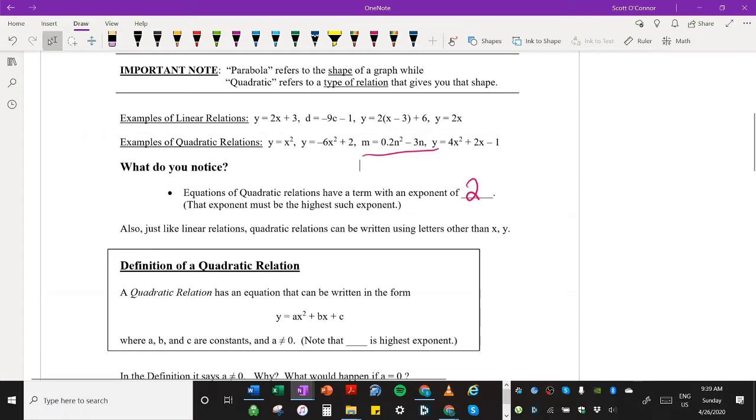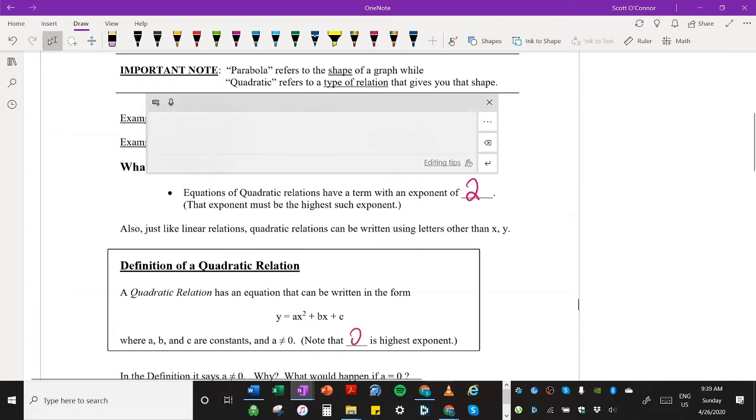The definition of a quadratic relation is that it has an equation that can be written in the form y equals ax squared plus bx plus c, where a, b, and c are constants and a cannot be equal to 0. And note, that means the highest exponent, as we said before, is 2.